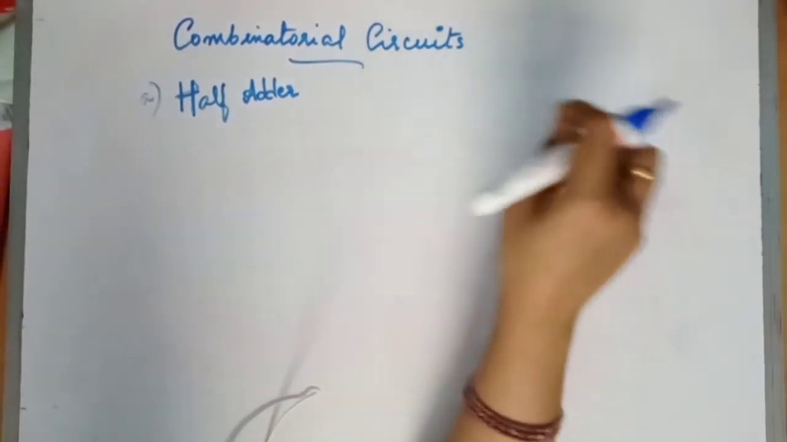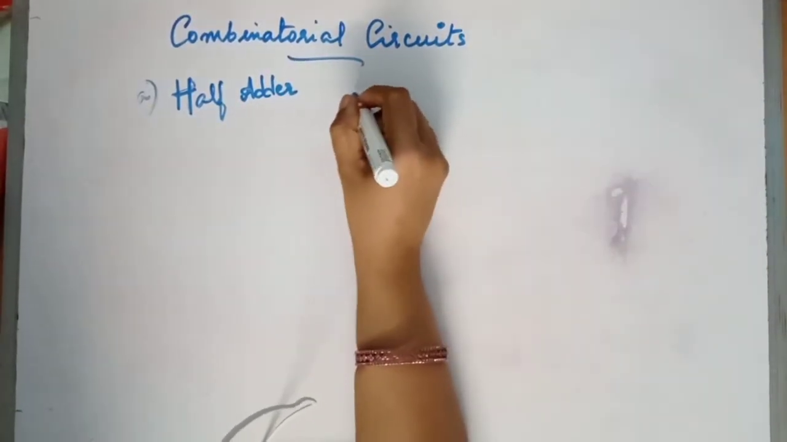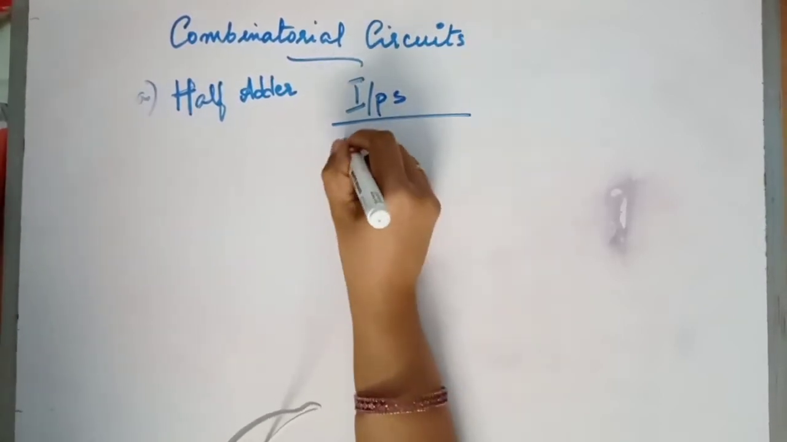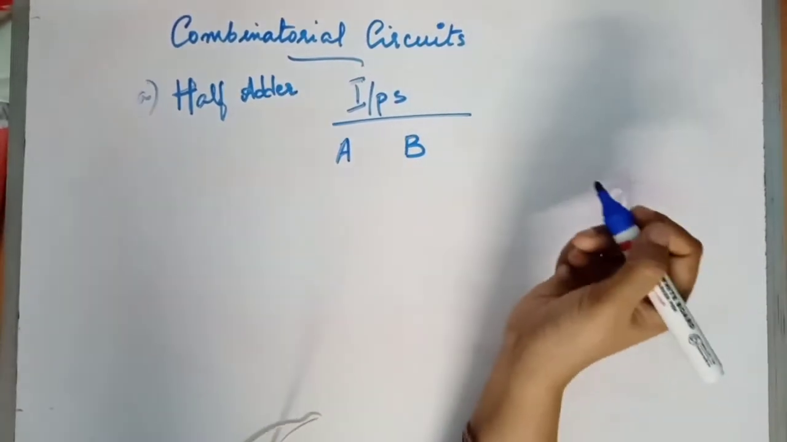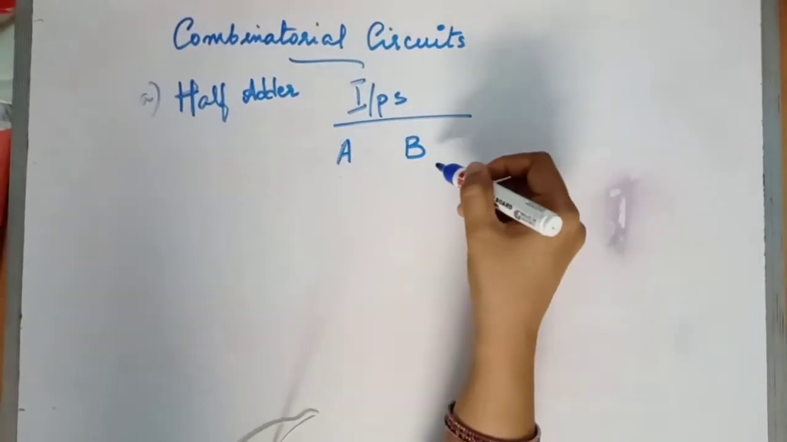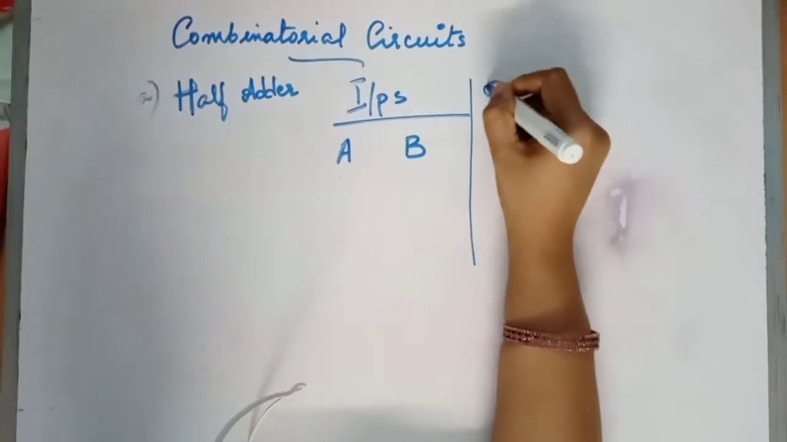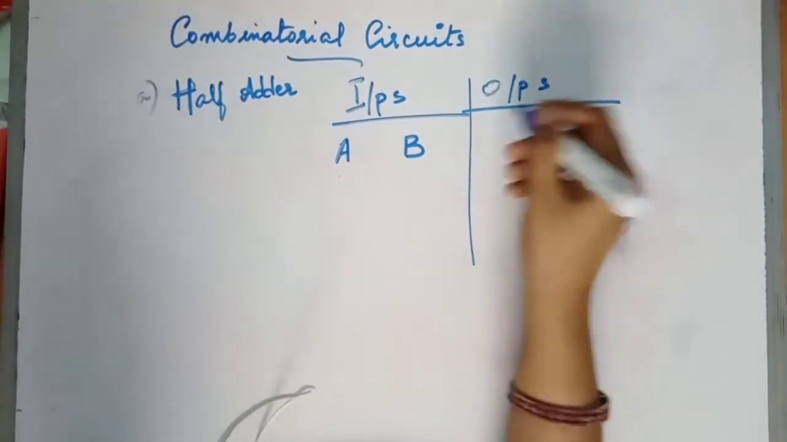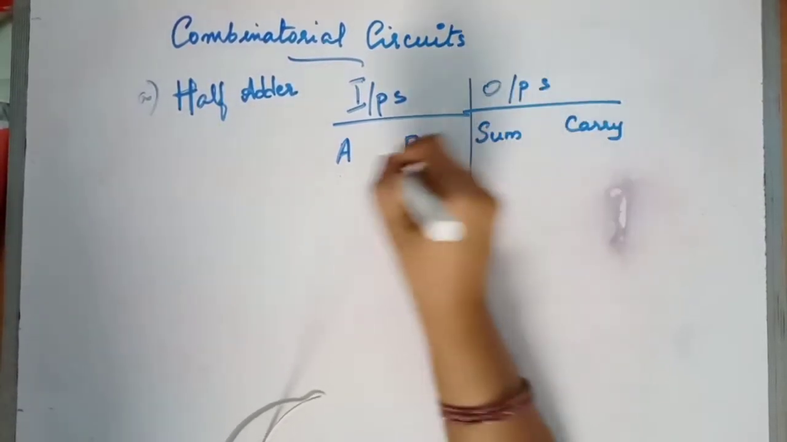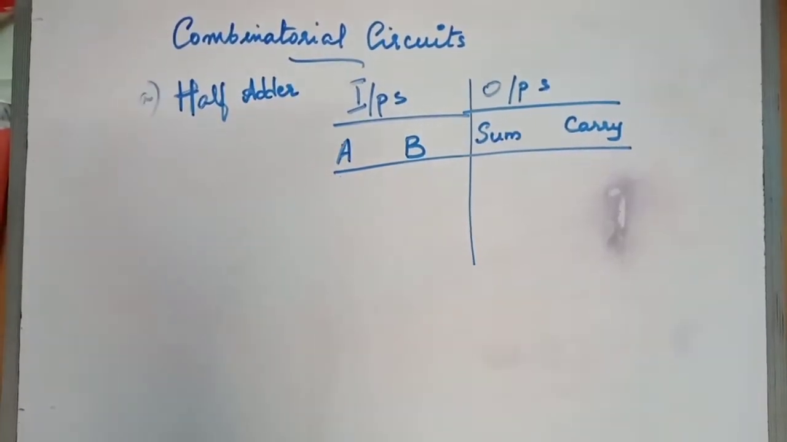Now what is a half adder? Half adder is an adder circuit wherein you have two inputs. Two inputs means two 1-bit inputs. This is an input, this is another input. Both are 1 bits. Then you have outputs, again two outputs. One is sum and the other is carry. So this is a half adder.